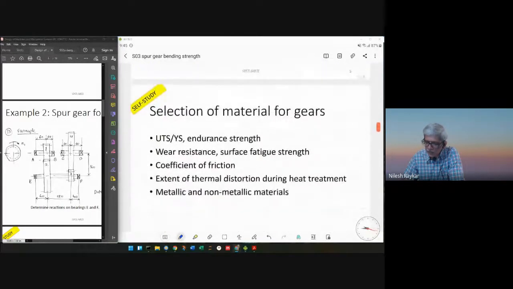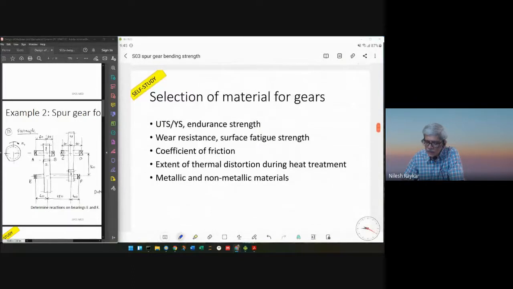The second important part in any design is the selection of material. So here again, I want you to read from the textbook. Again, some half page of material is there. It deals with the different essential properties. First of all, you require strength in order to avoid the breaking of the gear tooth.